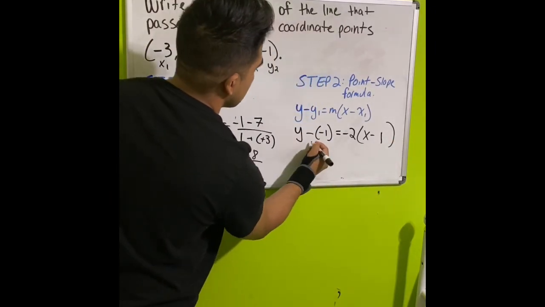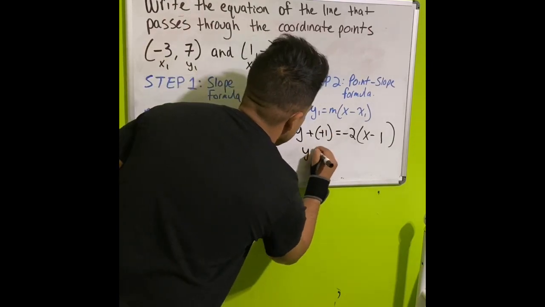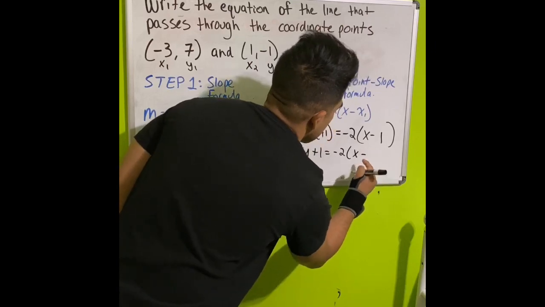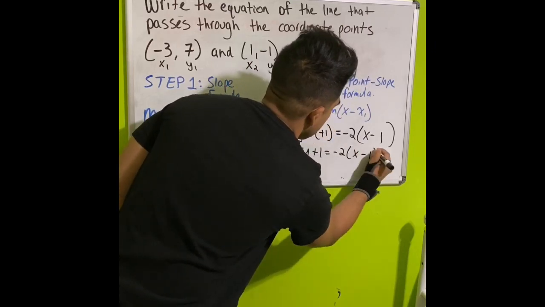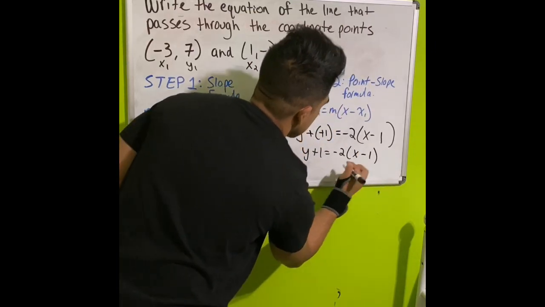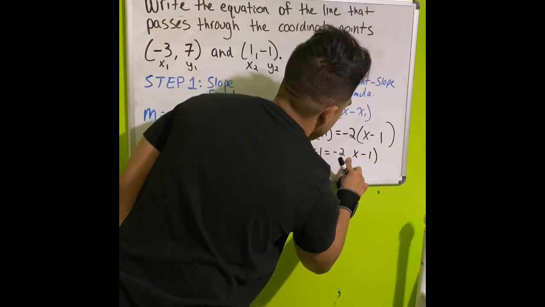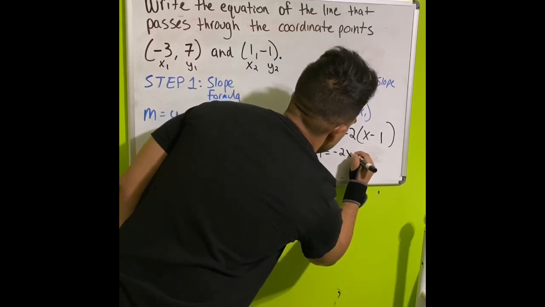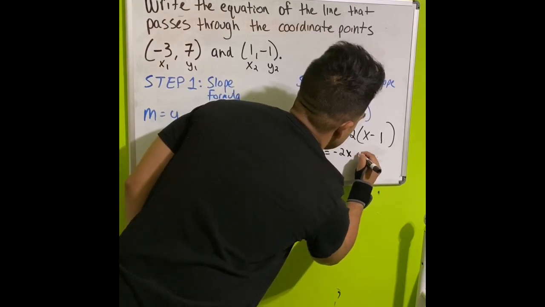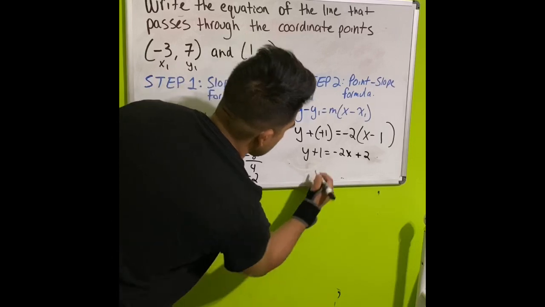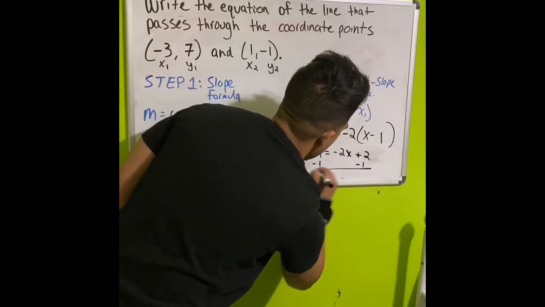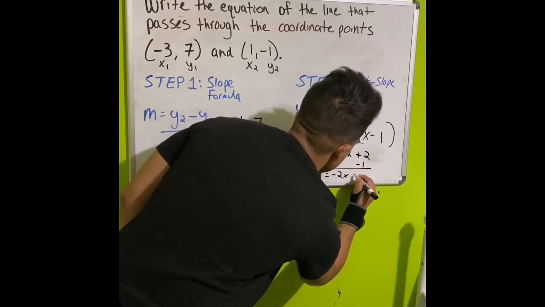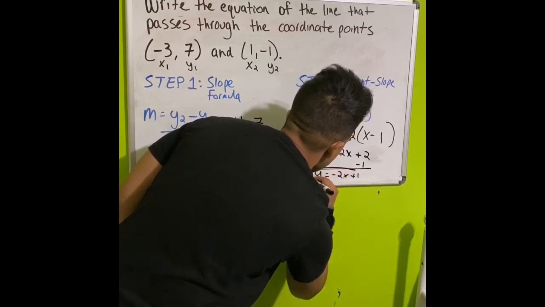Right here I have a double negative, so I have y plus 1 equals -2x minus 1. Distribute the -2, and I get y plus 1 equals -2x plus 2. Subtract 1, and I get y equals -2x plus 1.